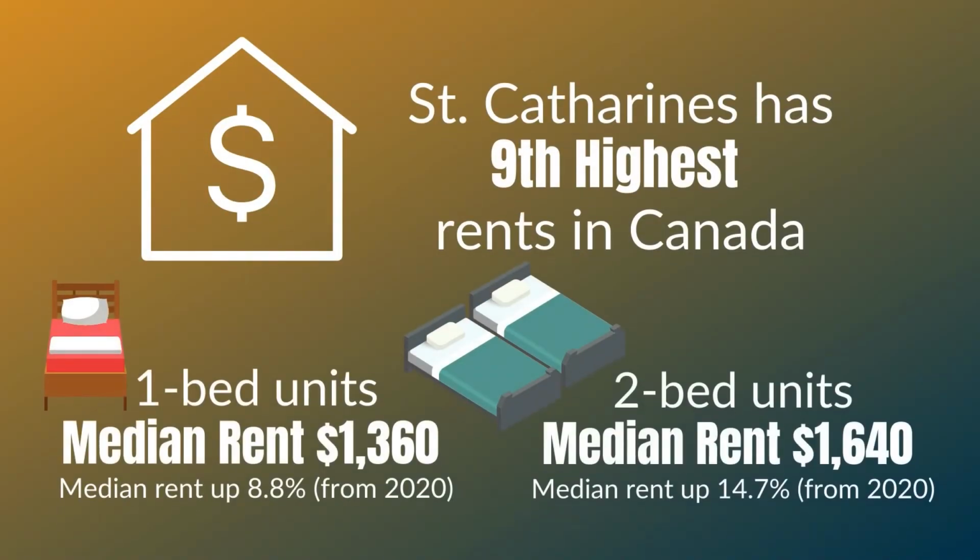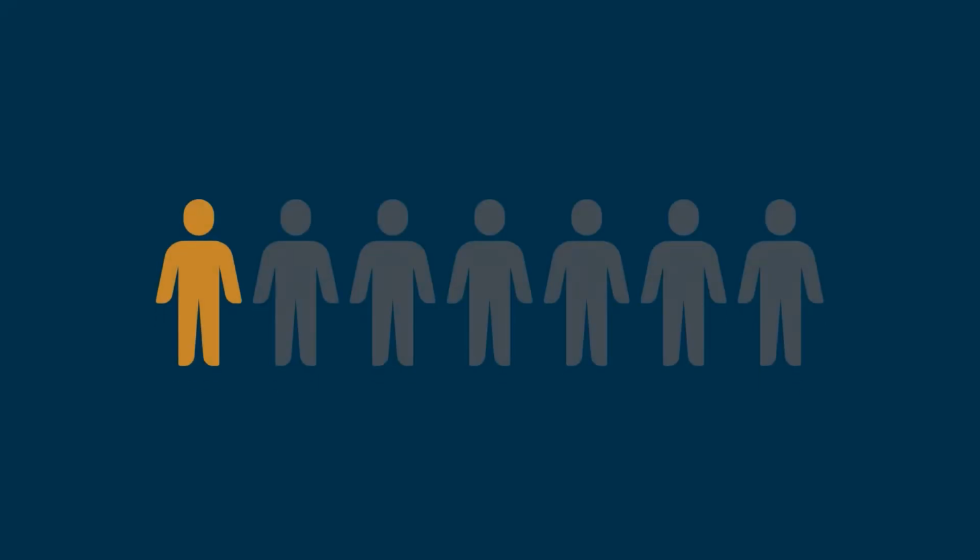St. Catharines has recently been identified as having the 9th highest rents in Canada. In the attainable market housing category, currently a one-bedroom unit median rent cost is $1,360 per month, where a two-bedroom unit median rent is about $1,640 per month. So when comparing these market rent rates to the affordability rates, there's a significant gap. Remember, that's approximately 24,000 of our population that is in core housing need. That's 1 in 7 households.